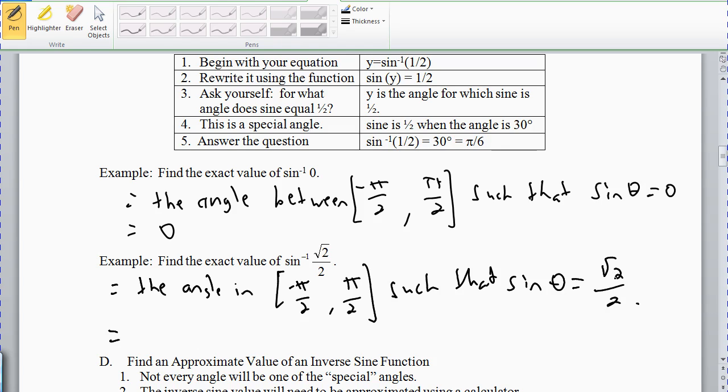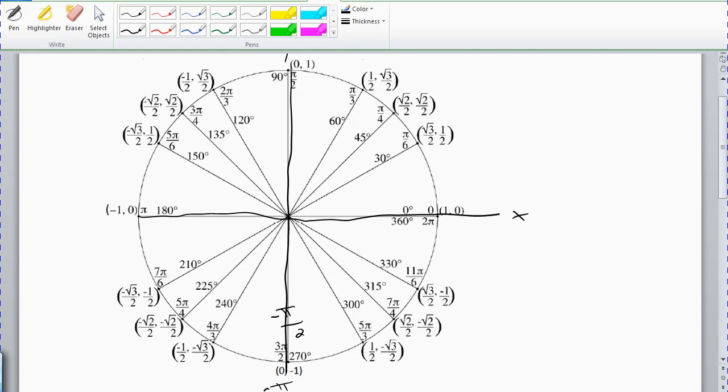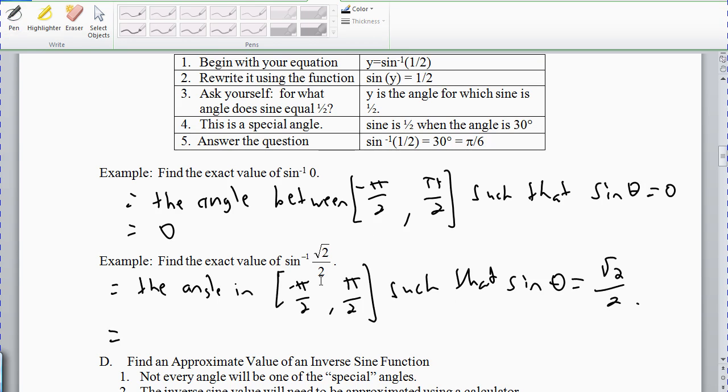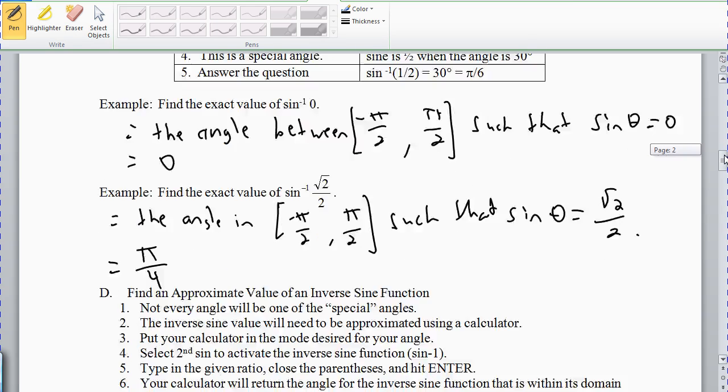Hopefully you know by now square root 2 over 2, that's a 45-degree angle, or pi fourths. And if you look at your unit circle, pi fourths is there, and negative pi fourths is down there. We're only looking at these two quadrants. But this is a negative, and we want the positive because our given ratio is positive. So that answer is pi over 4, or 45 degrees. Now we're going to do some more examples.